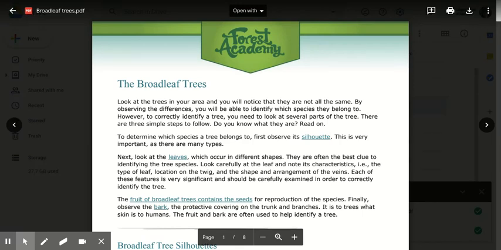I won't read everything in the document, but I will do the introduction. Look at the trees in your area, and you will notice that they are not all the same. By observing the differences, you will be able to identify which species they belong to. However, to correctly identify a tree, you need to look at several parts of the tree. There are three simple steps to follow. Do you know what they are? Read on.